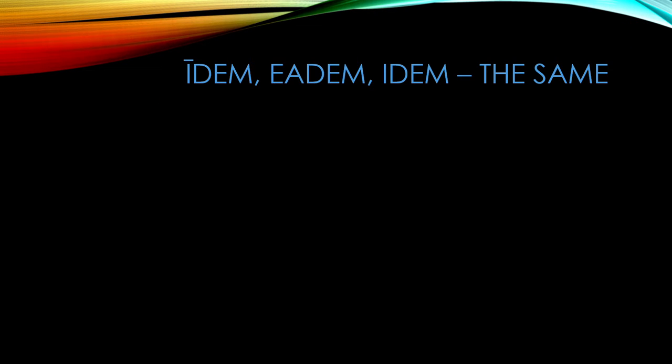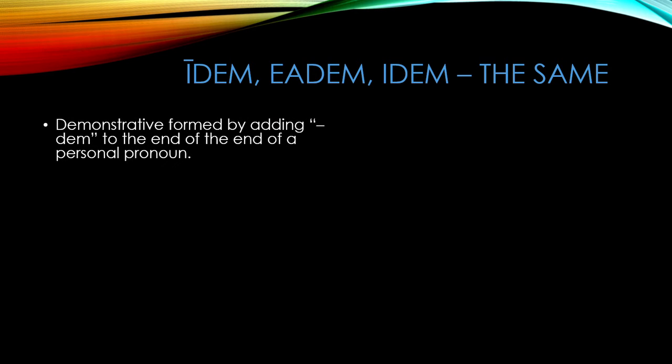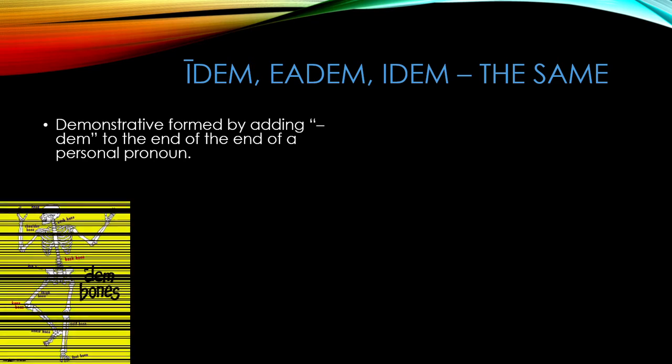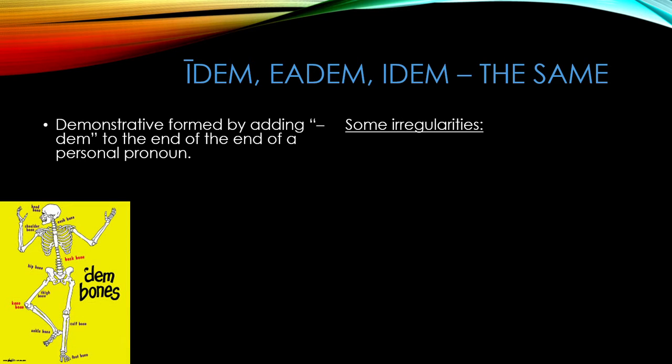One other pronoun and adjective we learned in this chapter is idem, eadem, idem, which translates as the same. This is a demonstrative that is formed by adding dem to the ending of the forms of is, ea, id. Most of the forms are normal. The genitive in all genders is eiusdem and the dative eidem, etc. However, there are some irregularities.